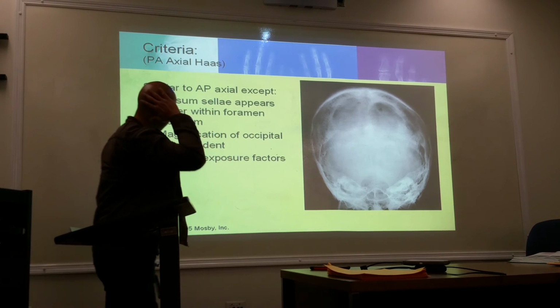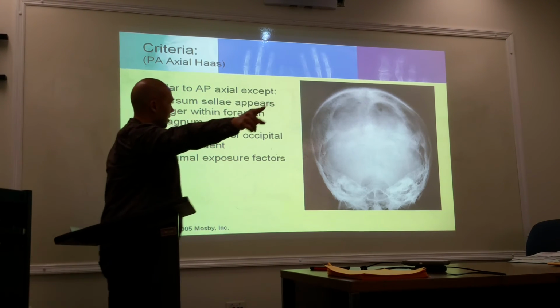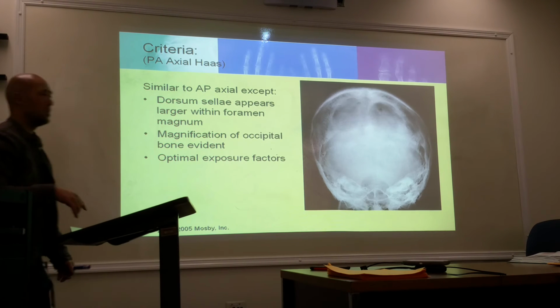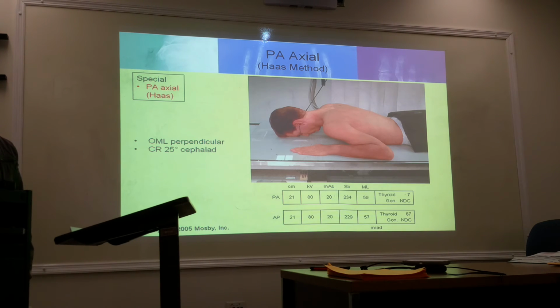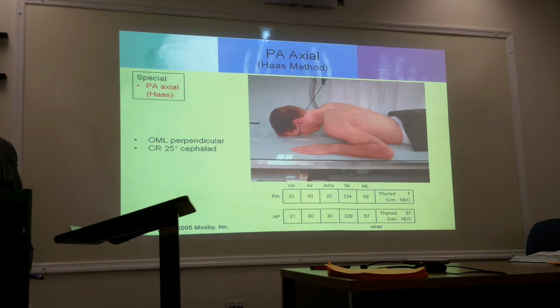Because the back of the head is further away from the image receptor, it is going to be magnified. Are you going to teach us where the central ray is supposed to exit? Absolutely. It's just the opposite. Where's the entrance for the Towne's? 2.5 inches above the glabella. So in this case, it's going to be exiting 2.5 inches above the glabella. So the entry is the exit. It's just the opposite, yes.